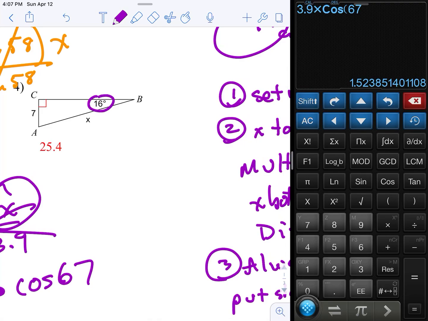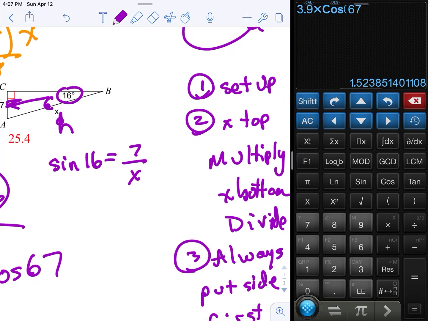From 16, opposite, hypotenuse, so that's sine. Sine 16 equals, now which order? x over 7 or 7 over x? Opposite goes first. Hypotenuse goes on the bottom because that's what sine is. Opposite over hypotenuse, so 7 over x. Look at my cheat sheet here. x is on the bottom, so I'm going to divide, but I'm always going to put the side in first.